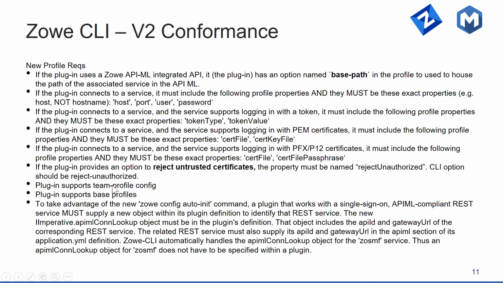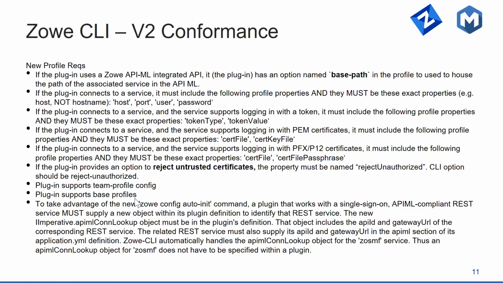Property names in the config or camel case CLI option names are cased lowercase with a dash separating them. Plugin supports team profile config. If you follow all of the other requirements for conformance, this will become seamless. You will get team profile config likely for free. I would recommend testing that out, but we haven't had any troubles if you meet all these other conformance criteria.